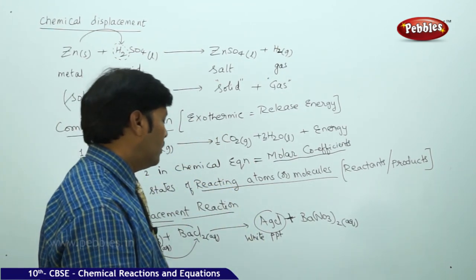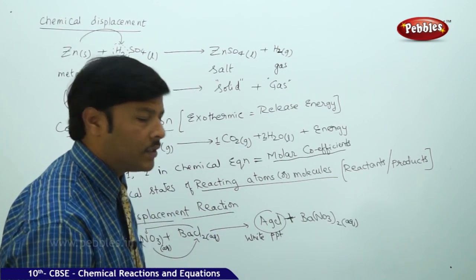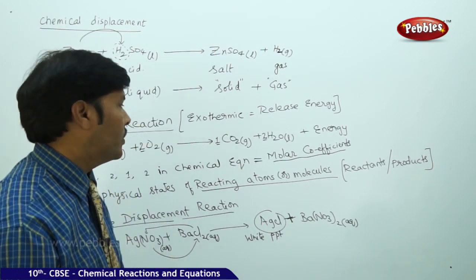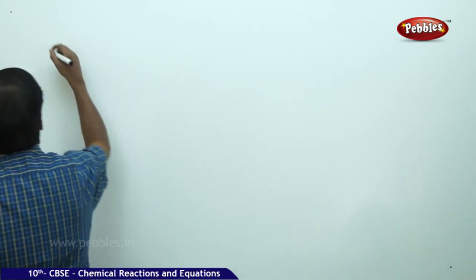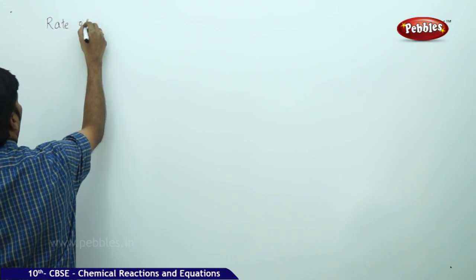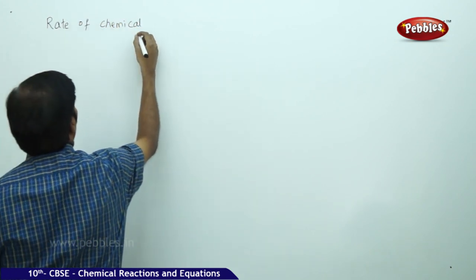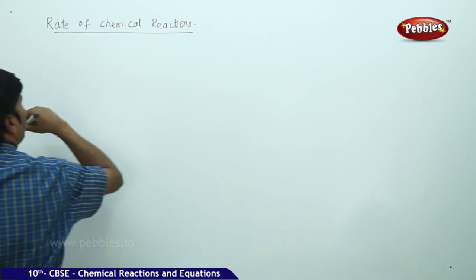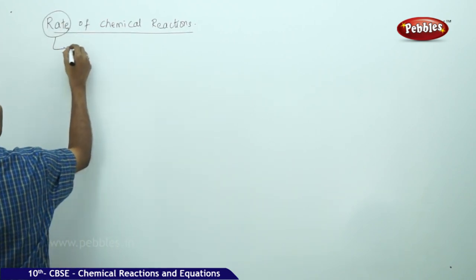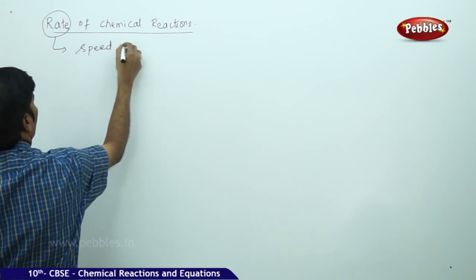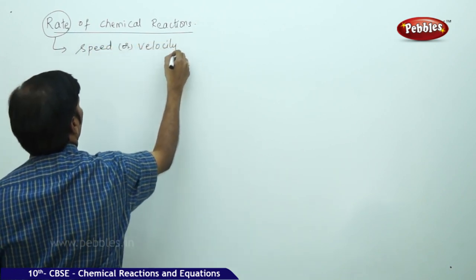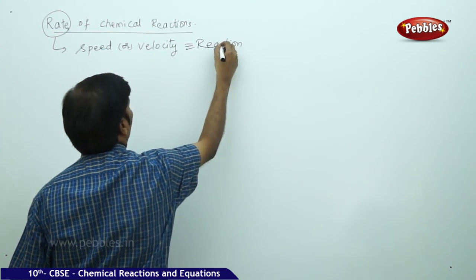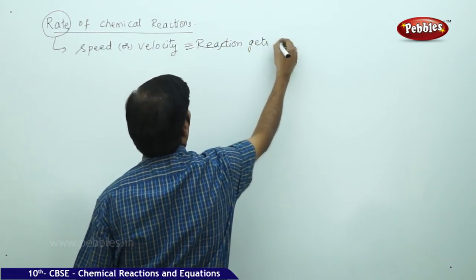So in this way we can study the different types of chemical reactions and we can gather different types of information from the chemical reaction or in the form of a chemical equation. So the next part of the discussion is rate of chemical reactions. By the word rate here, we mean the speed or the velocity with which the reaction gets completed.